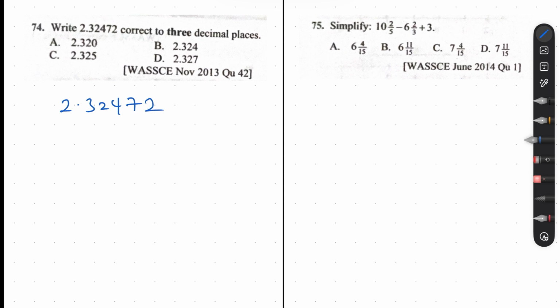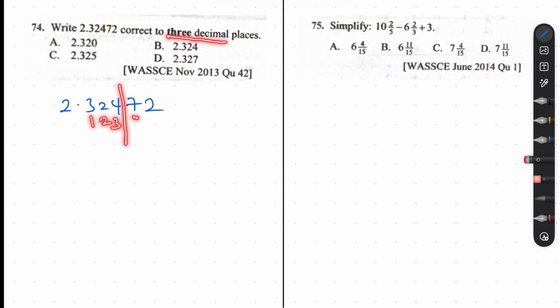2.3242. So let's count. What's the first decimal place here? So we count 1, 2, 3. We say 3 decimal places, so we stop right here. When we stop, you have to look at the next number, which is 7 here.